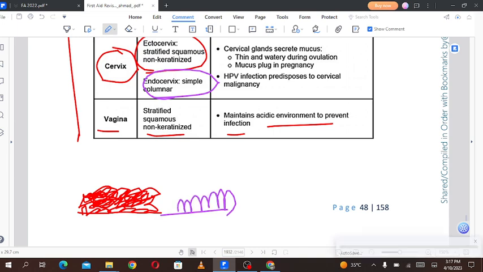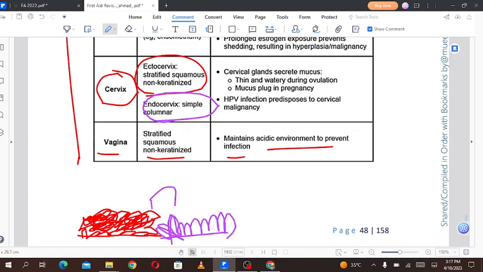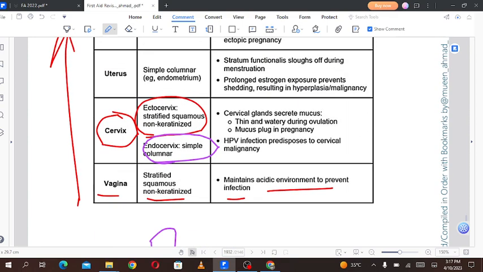Just at the junction of both of them we have a transition zone. There are columnar cells along with some stratified cells, a hybrid zone where there is columnar or squamous epithelium. This particular zone is called the transition zone, and this is the site of infection of HPV and of cervical cancer. The most favorite site for cervical cancer is this one. The cervical glands secrete mucus, thin watery mucus during ovulation, and a mucus plug in pregnancy. HPV infection predisposes to cervical malignancy.